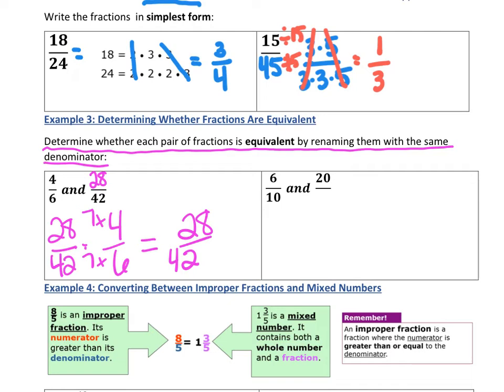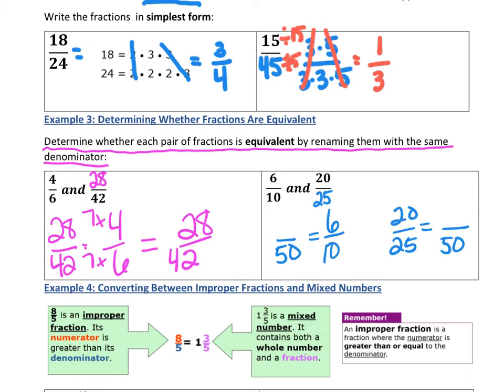Now for the next example. Let's fill in the missing number with a 25. We want to determine if 6/10 is equivalent to 20/25ths. So we need common denominators for 10 and 25. That means we need to know the LCM. What do 10 and 25 both go into? Well, 25, the next multiple of that would be 50, and that works for 10, so that is our LCM, our least common denominator. We're going to make both denominators 50.